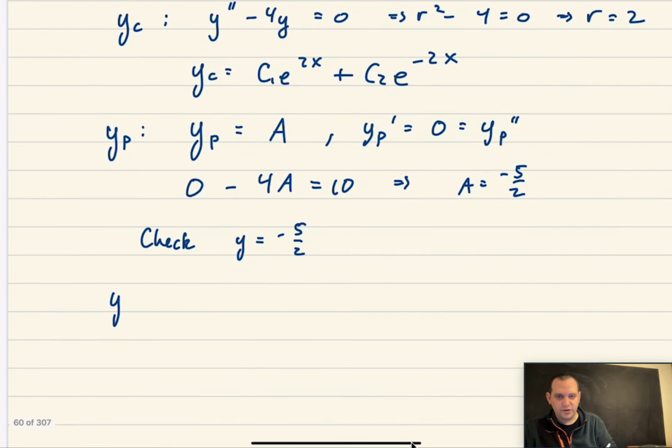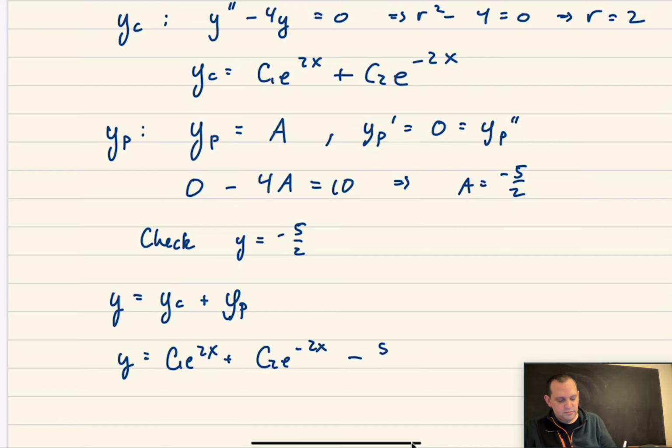And then once we have both of those, we're done, because our general solution is going to be the complementary solution plus the particular solution. So in our case, that's going to be c1 e to the 2x plus c2 e to the negative 2x minus 5 halves.